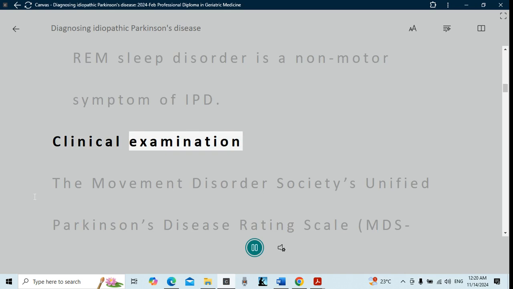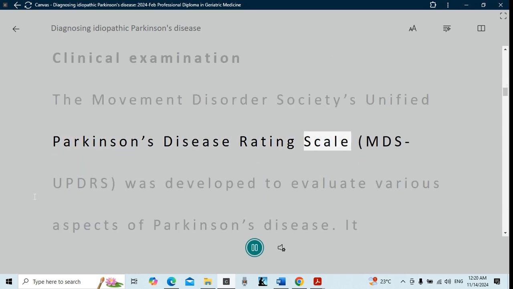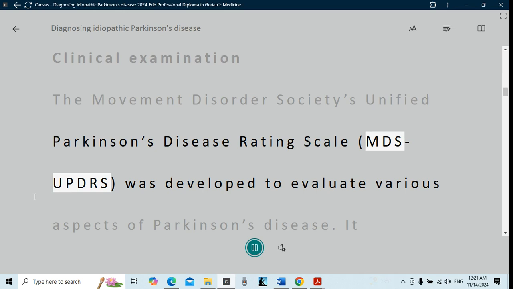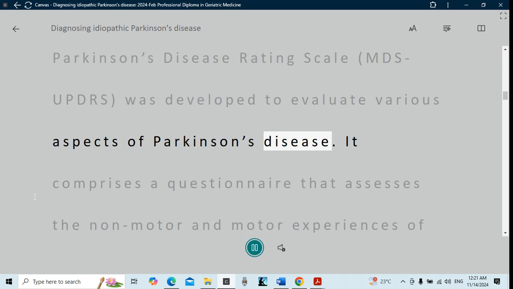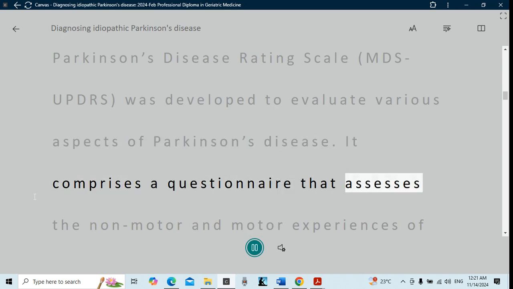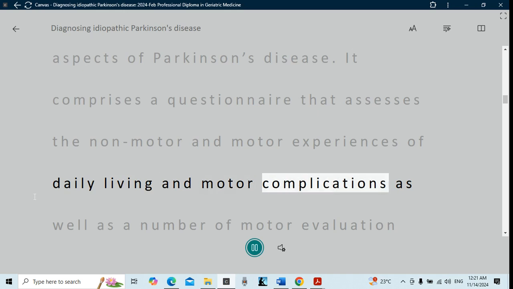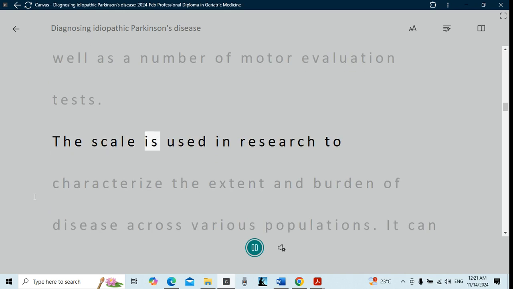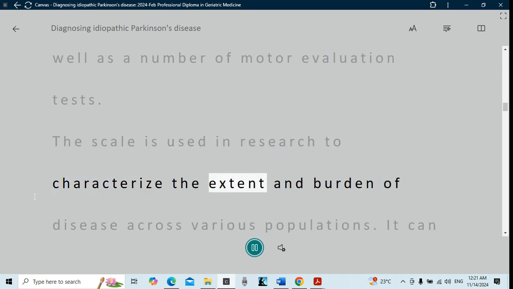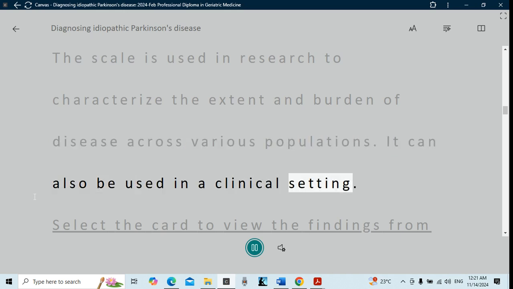Clinical examination. The Movement Disorder Society's Unified Parkinson's Disease Rating Scale, MDS-UPDRS, was developed to evaluate various aspects of Parkinson's disease. It comprises a questionnaire that assesses the non-motor and motor experiences of daily living and motor complications, as well as a number of motor evaluation tests. The scale is used in research to characterize the extent and burden of disease across various populations. It can also be used in a clinical setting.